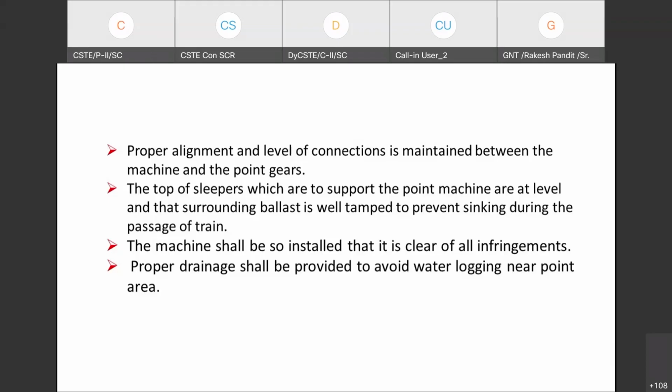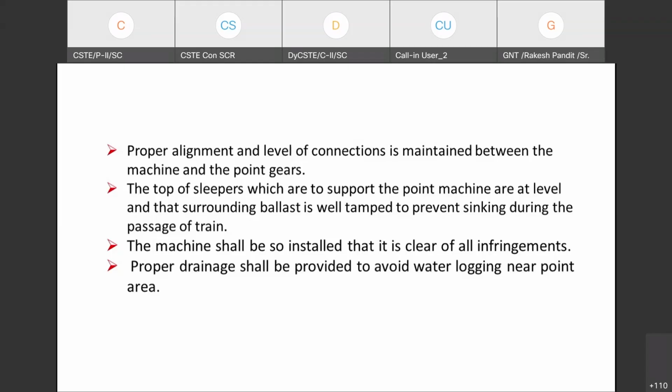What sir is asking is, the layout is assembled outside first. Then you fix the point machine, you crank it and test it for housing and all. So sir, during that time when it is assembled outside, what are the things to be checked before it is inserted in the actual track? I think that is what sir is trying to ask you.